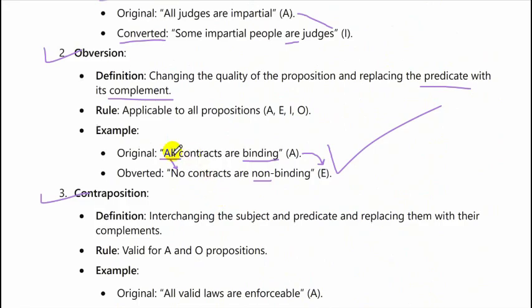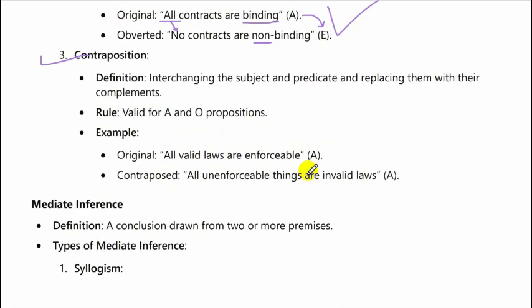Let us look at an actual example for the obversion. All contracts are binding. So this is an A proposition. A gets converted, all gets converted to no. No contracts are non-binding. I hope you have understood this. Let's move on to the third one, contraposition. Interchanging the subject and the predicate.